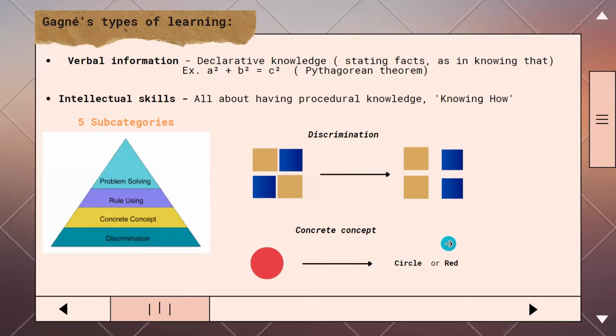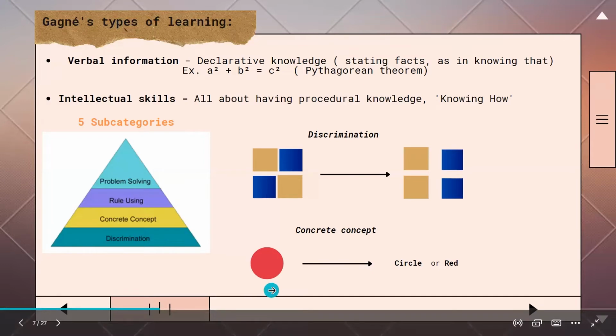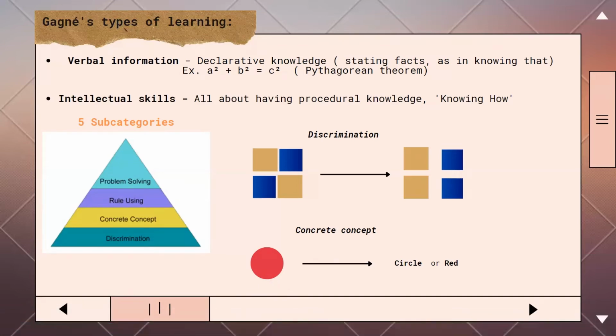Second is the concrete concept. Concrete concept is identifying and using appropriate concepts, classes of objects, features, or events distinguishable by perceptual characteristics and also identifiable by name. As we can see in the figure, we can say that it is a circle, because it is based on a concrete concept related to the shape. And also we can say that it is red, based on a concrete concept related to the color.